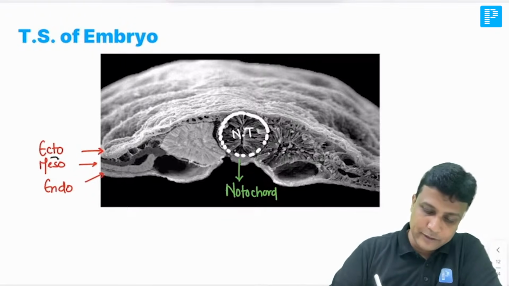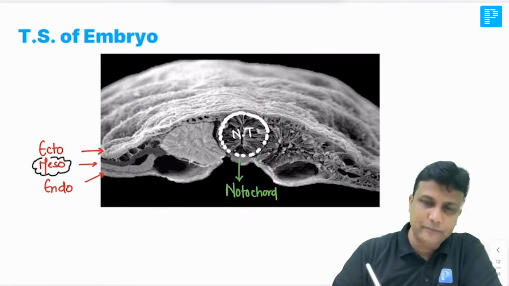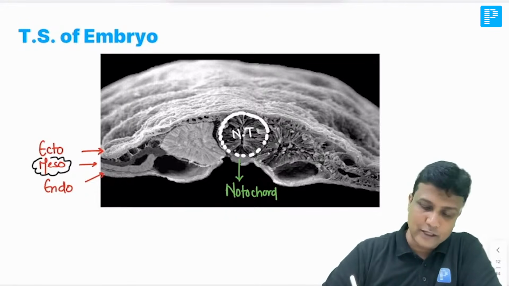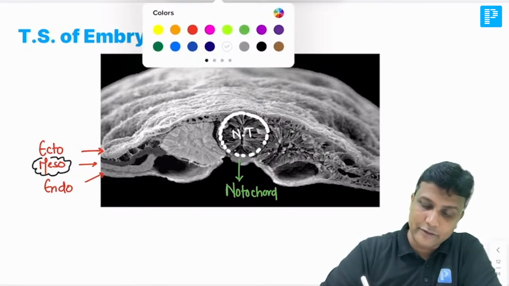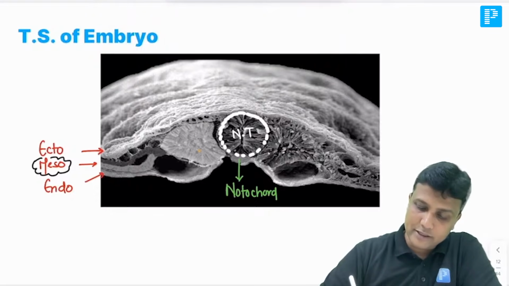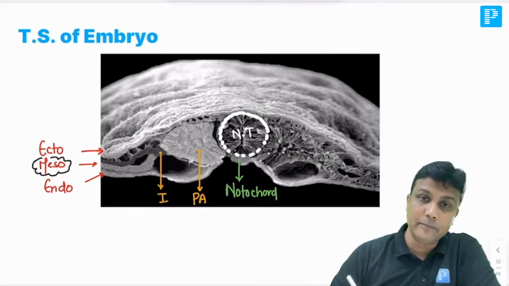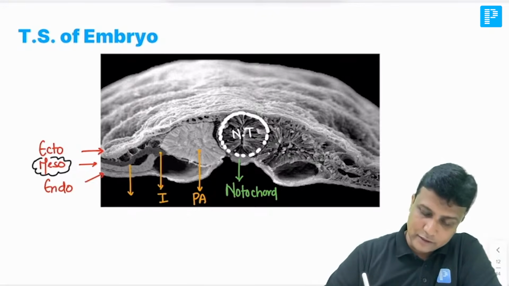Now what about the mesoderm here? This mesoderm is the intraembryonic mesoderm. And that intraembryonic mesoderm is going to divide into three parts here. You can see it very, very clearly here, my dear friends. Number one, this one here will be the paraxial mesoderm. Number two, this small one here will be the intermediate mesoderm. And finally, this one here will be the lateral plate mesoderm.